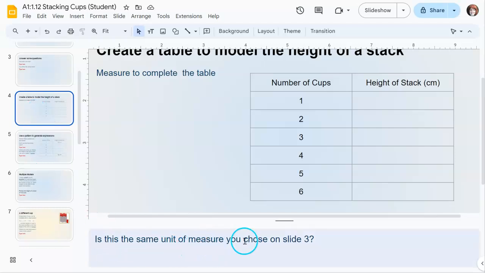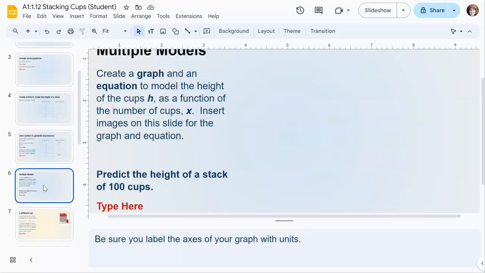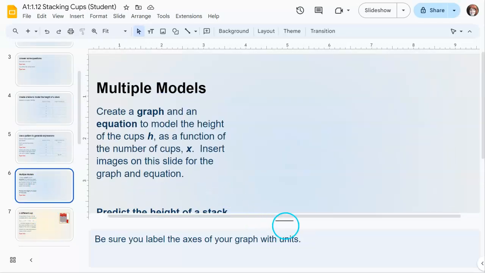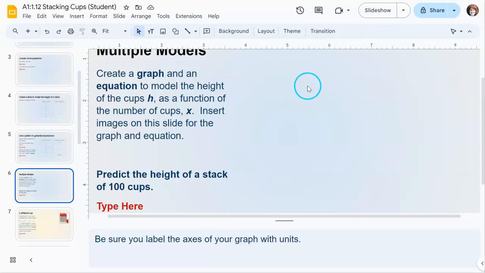Here I asked them what unit of measure is in this table compared to the unit they had on slide 3. This is to make sure they're paying attention to the units when they're measuring the height to fill in the table, and they're not just using the same unit. Let's say they were using inches on slide 3, then on slide 4 we don't want them using inches. We want them using centimeters at this point, because that's what we're asking for at this point. But again, you don't have to. You can stick with inches if you want. And then this is the conclusion of this activity. So I would have them take a picture of their work and put it on this slide.